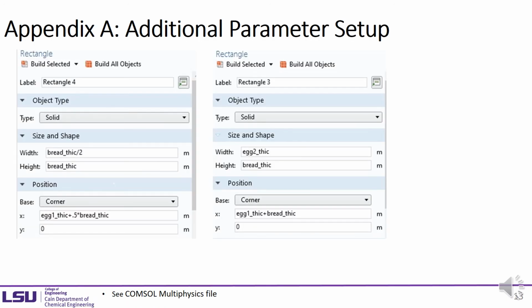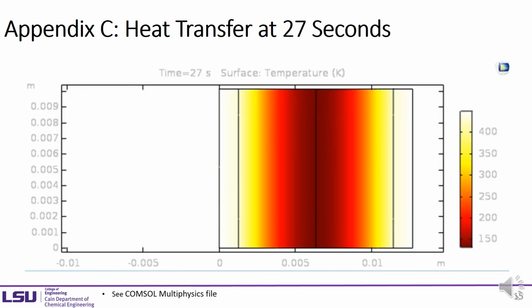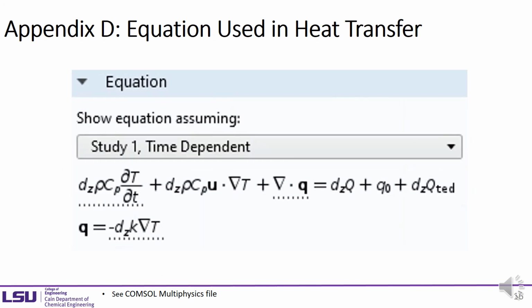This appendix just shows the additional details for the last 2 rectangles within the 2D model. Appendix B is all of the links for my constant values at the beginning that I put inside of COMSOL, as well as the value of what temperature I need to cook eggs to in order for it to be safe, and at what temperature humans can burn their tongue at. Appendix C just shows the heat transfer across the entire model at 27 seconds. Appendix D shows the equation that is used by COMSOL in order to calculate the heat transfer.